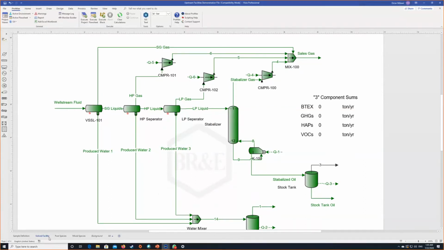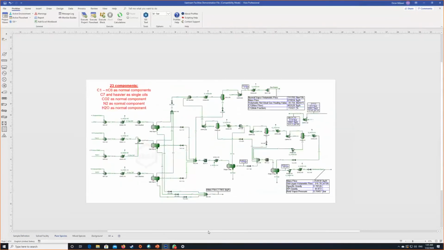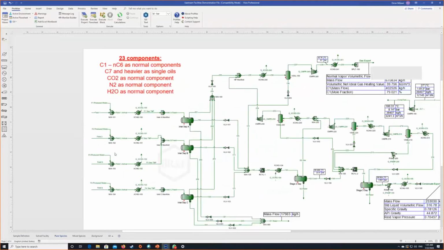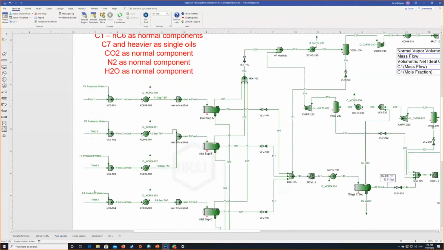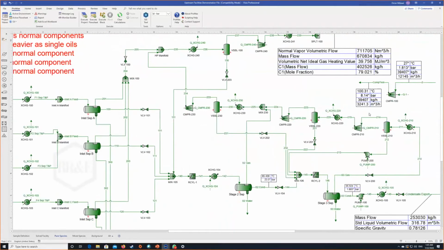Finally, I want to talk about how to generate our allocation report. Right now, here is the model we were talking about earlier. Again, I have 3 fields with their own associated produced waters going through a single compression system and separation system. So they all have their own inlet separators, but their second and third stage separations are all in one consistent system and they're all mixed together.